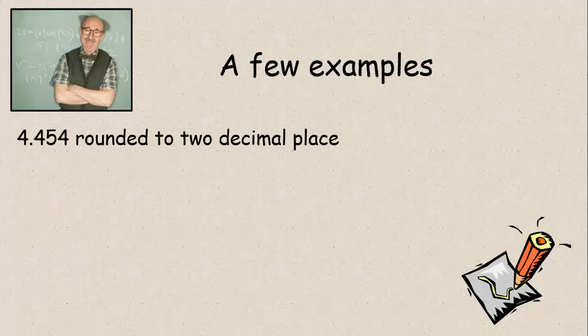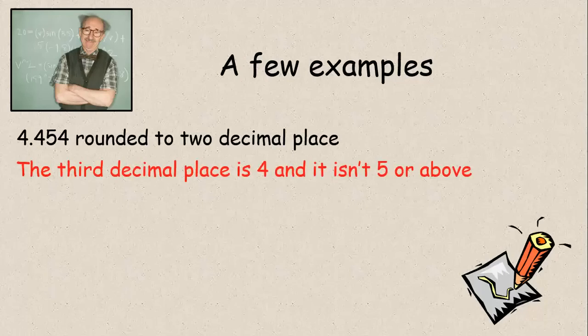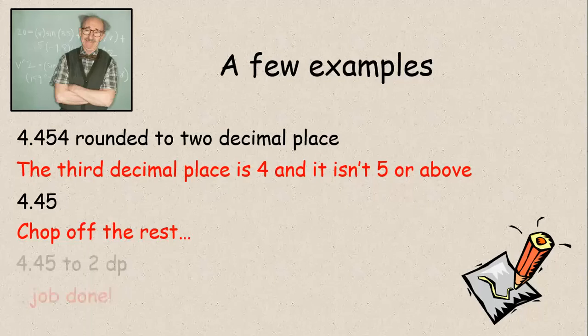4.454 rounded to 2 decimal places. Well, we were told to round to 2, so we look at the third decimal place, and in this case it's 4, which isn't 5 or above. We chop off the rest, 4.45, and there's the job done, 4.45 to 2 decimal places.